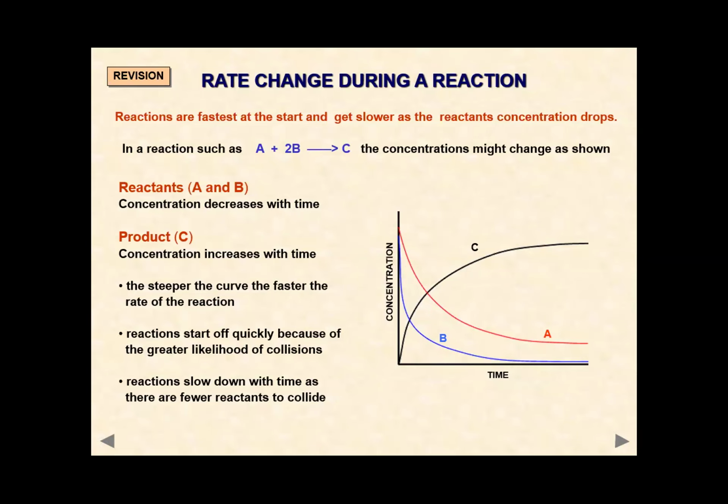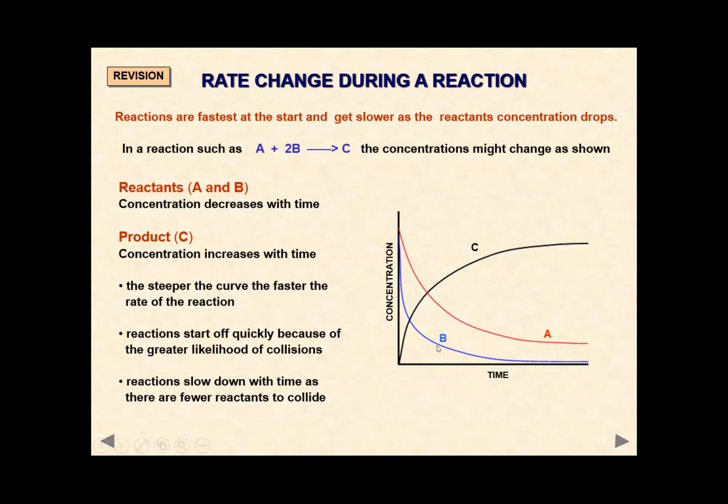However, one more point I want to tell you, that can you see that B is steeper as compared to A? Yes. So that means the rate with respect to the concentration of B is faster, because the steeper the curve, the faster the rate of the reaction. So we have two reactants, A and B.